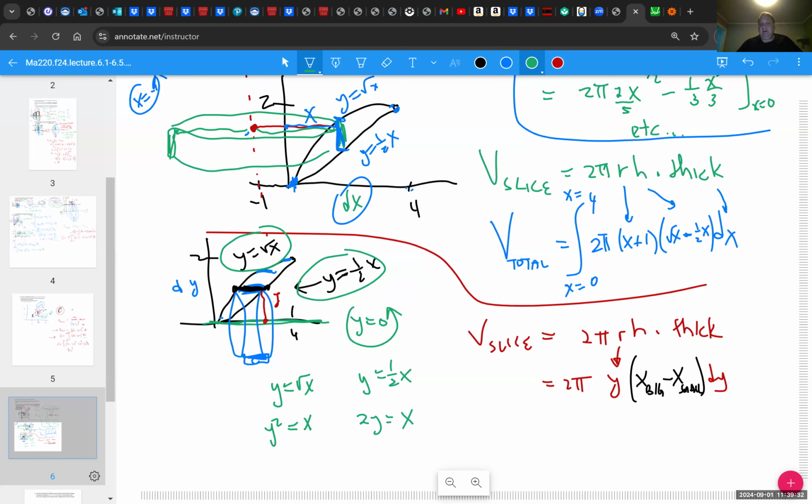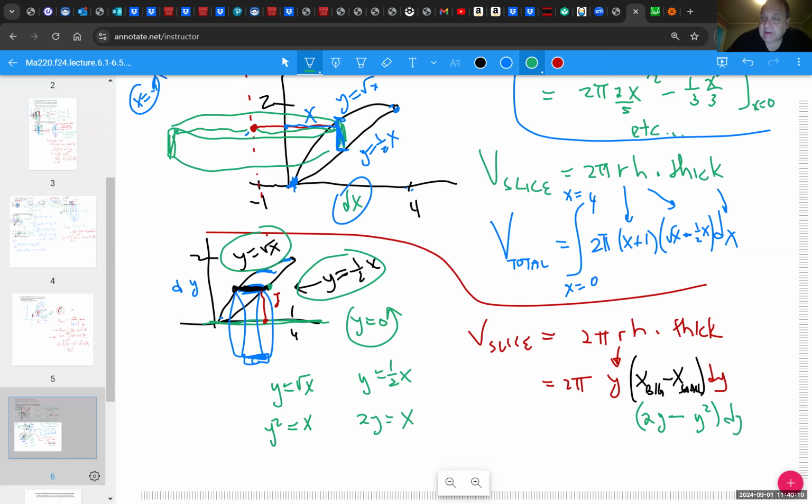Which one is bigger? We have to do big minus small. Well, the bigger x value is the one that's farther to the right. Remember, as you go farther to the right, you get bigger x values. So this one on the right is the bigger one. That's the 1/2 x or the 2y guy. So this has got to be 2y. The smaller one is over here, closer to the y-axis. And that was y equals square root of x, which we rewrote as x equals y squared. So putting these things in terms of y's, we get this minus this.